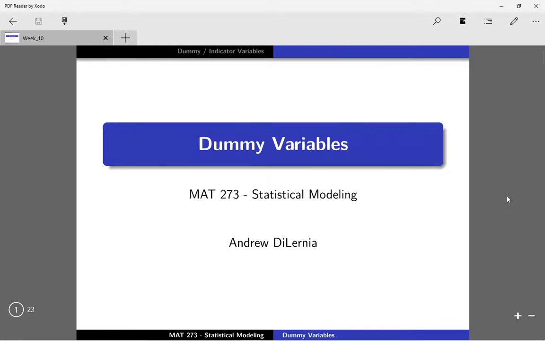Hi everyone. Today we're going to talk about dummy variables or coding of categorical predictors, specifically with application to multiple logistic regression.